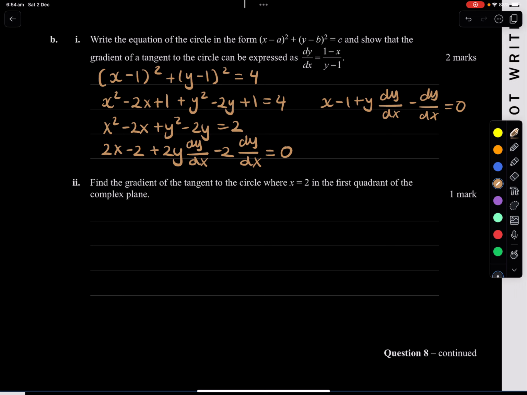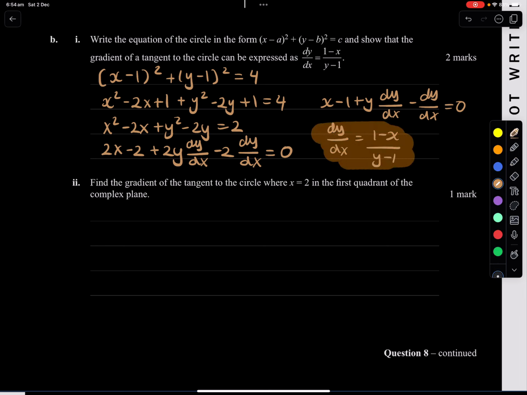So dy dx is going to be minus x plus 1... pretty much, divided by y minus 1, and we get dy dx. And that's the expression. And we've shown that. Done.